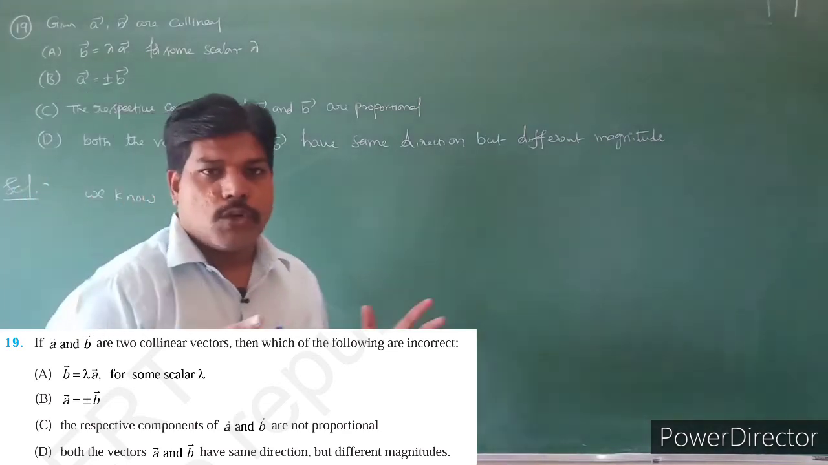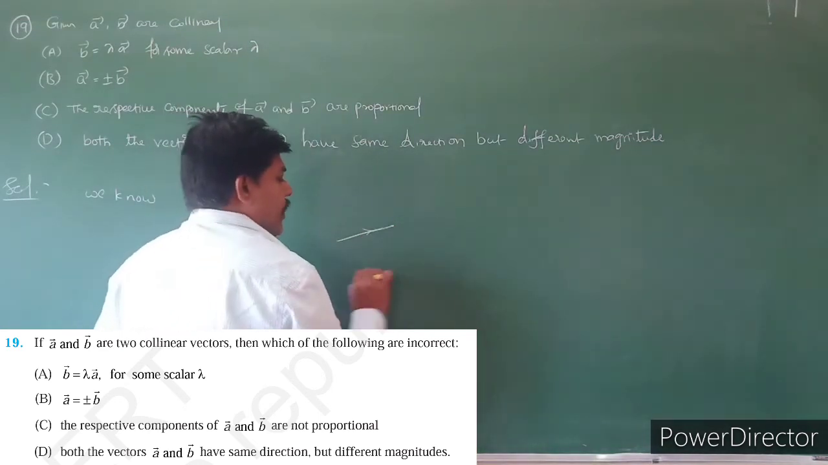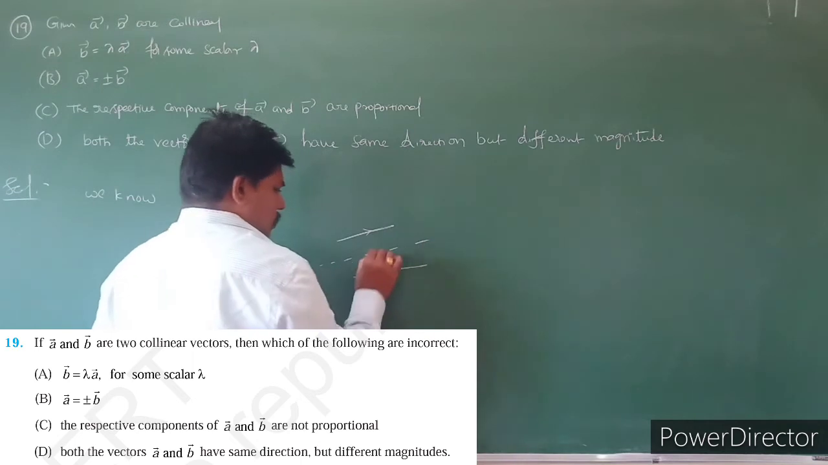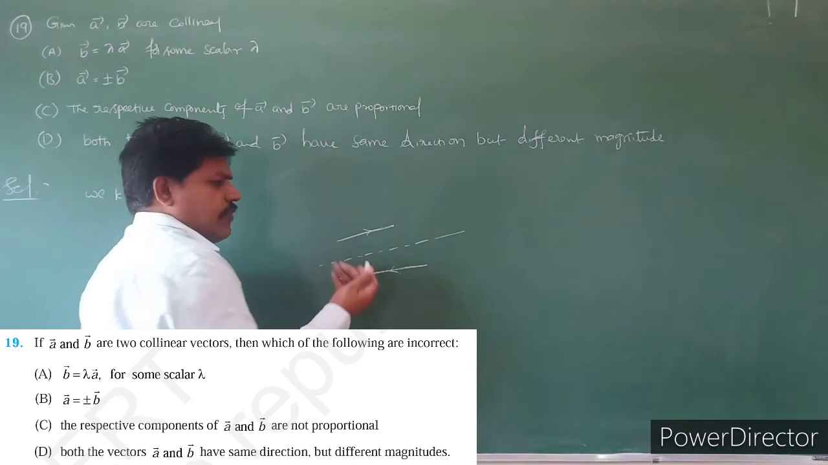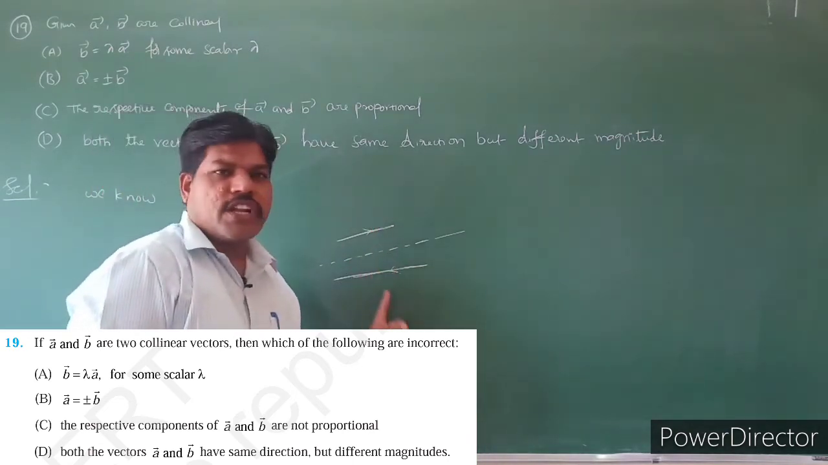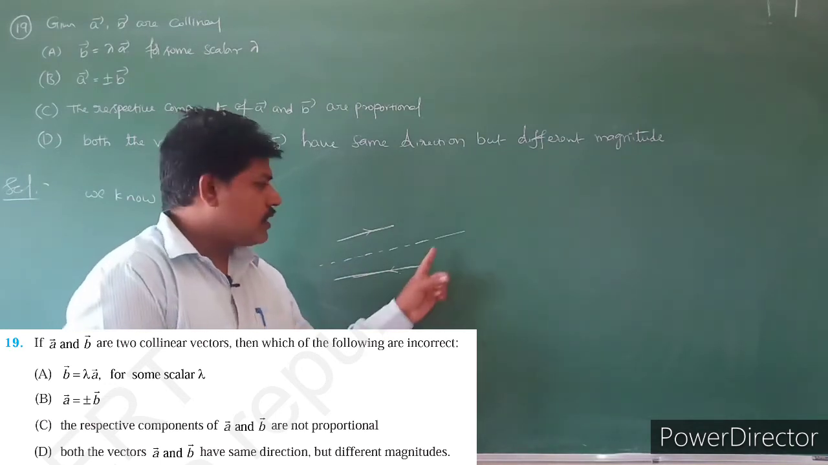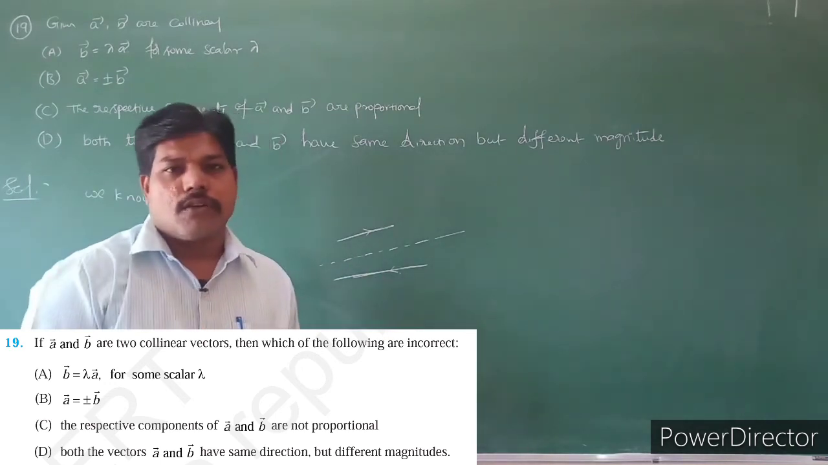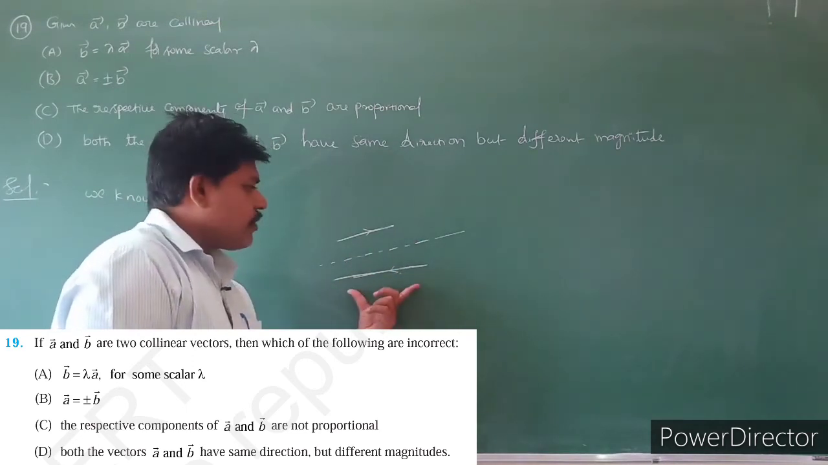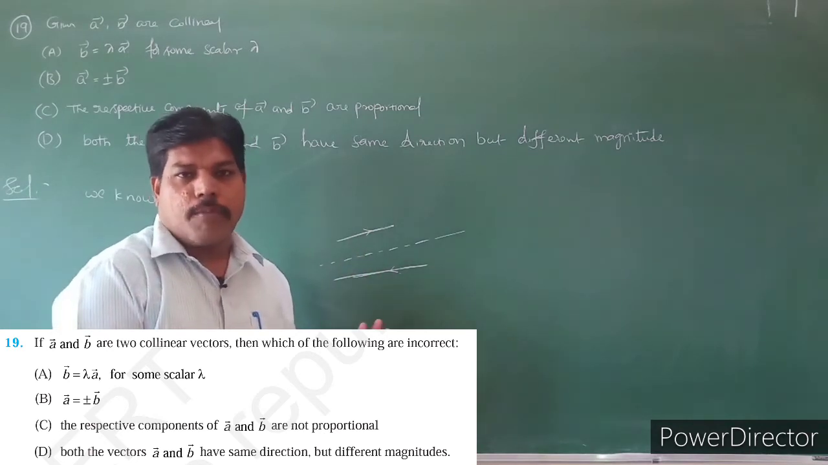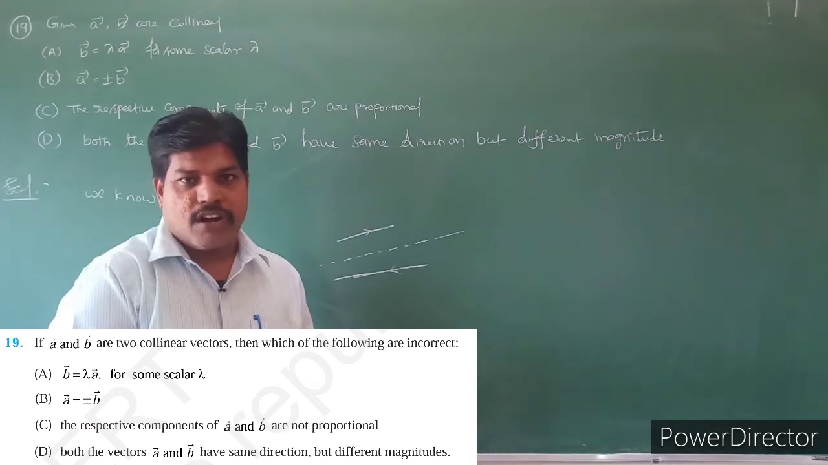Collinear is nothing but two vectors are said to be collinear if the two vectors are parallel to the same line. If they have different magnitudes and different directions, it is not the matter. If the two lines are parallel to the same line, we can say that the two lines are collinear. The direction of this line is in this way and the direction of this line is in this way, and the magnitudes are different, but these two lines are collinear. That means collinearity does not depend upon direction and magnitude.